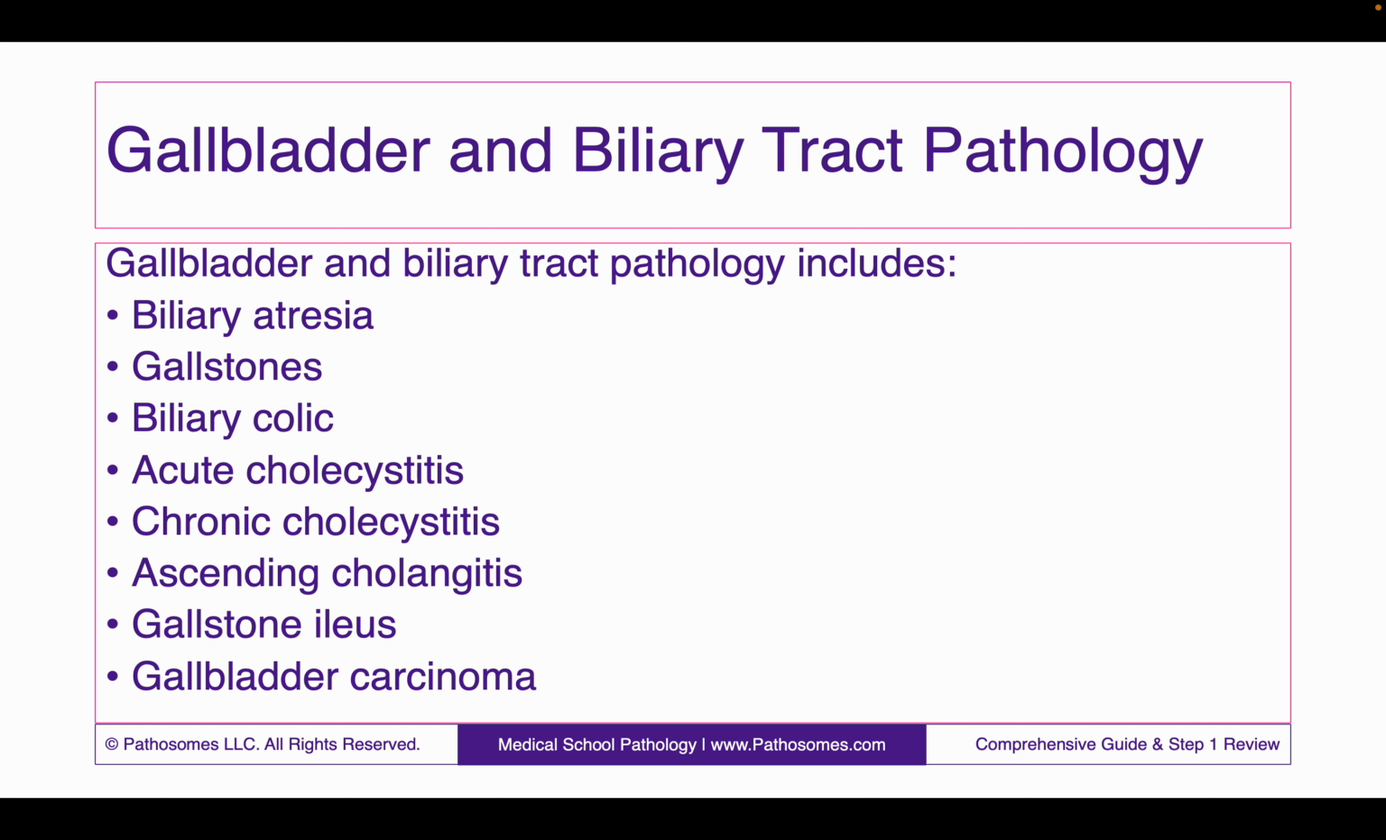Now, gallbladder and biliary tract pathology. What does this include? Well, there are some key things that you will definitely be asked about, which include biliary atresia, gallstones for sure, biliary colic, acute cholecystitis, chronic cholecystitis, ascending cholangitis, gallstone ileus, and gallbladder carcinoma.